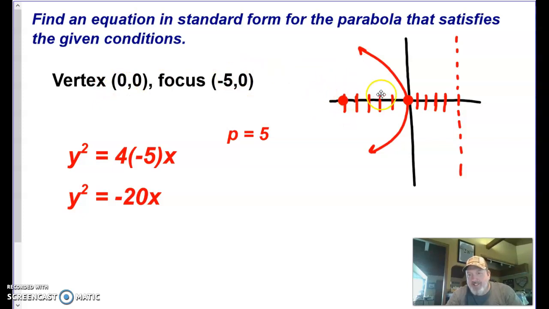So since my focus is on the x-axis, I know I have y squared. So this one is going to open towards the focus, opening left, which means my directrix is at -5. And if I know p is 5, 4 times that is 20, but it has to be negative because it's opening to the left. So again, you don't need a detailed picture. As long as you know where the vertex is and the focus, you have an idea whether it's opening left, right, up, or down. A parabola always opens towards the focus, away from the directrix.